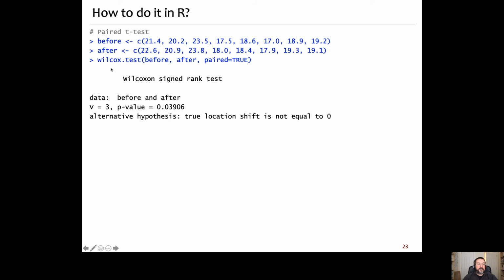This is how you can do this in R. You prepare your before and after samples, and you call the same function wilcox.test as in the case of the Mann-Whitney test, but now you set the parameter paired equals TRUE. This gives you the p-value here.